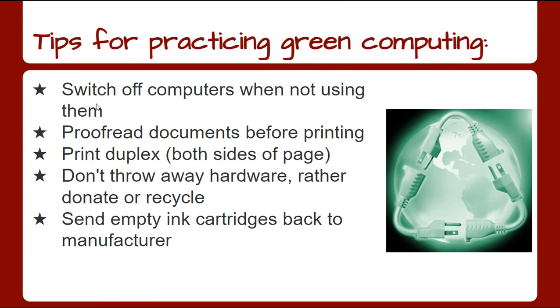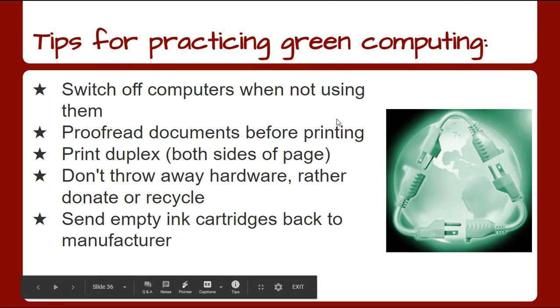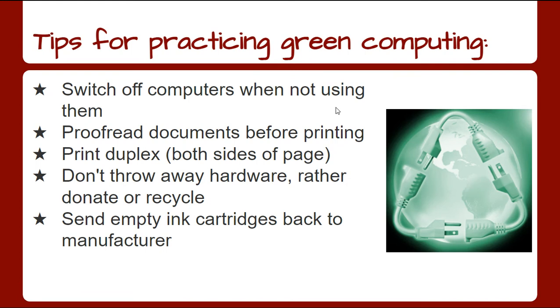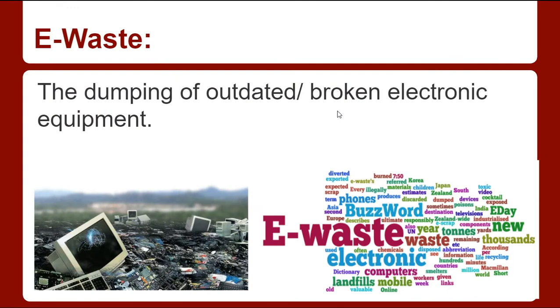Switch off the computers when you're not using them. Proofread documents before printing. Print duplex. That means print on both sides of the page. Don't throw away hardware. Rather donate or recycle. Upgrade computers. Send empty ink cartridges back to manufacturer. These are some of the things we can do to improve the environment, to make sure that we're not damaging the environment by just dumping these things. E-waste is the dumping of outdated, broken electronic equipment.